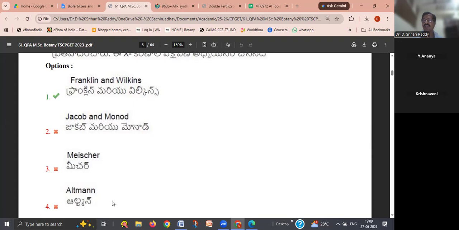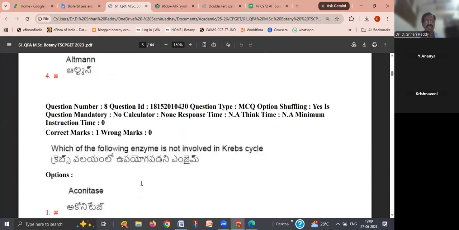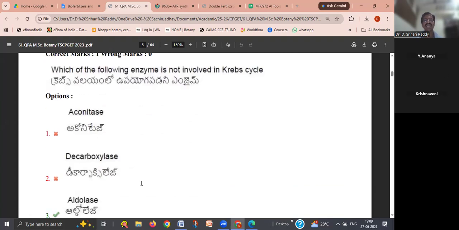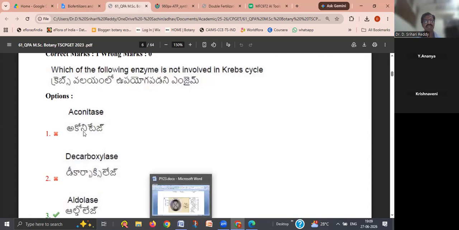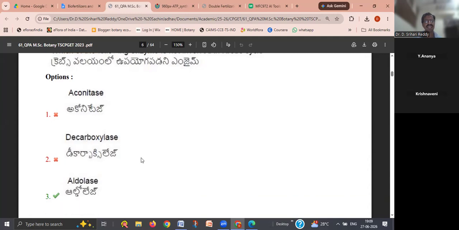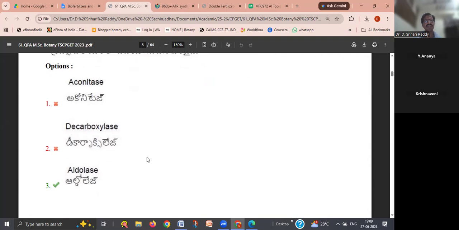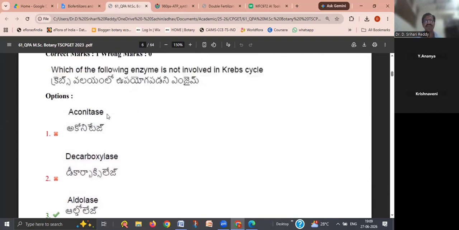So you have to remember these names and their contributions. Next one: which of the following enzymes is not involved in the Krebs cycle? So you see the Krebs cycle here. What are the options given? Aconitase, decarboxylase, aldolase, and fumarase. Here we have to see: aconitase is related to the Krebs cycle. Decarboxylase, there are different kinds of decarboxylases in the Krebs cycle.